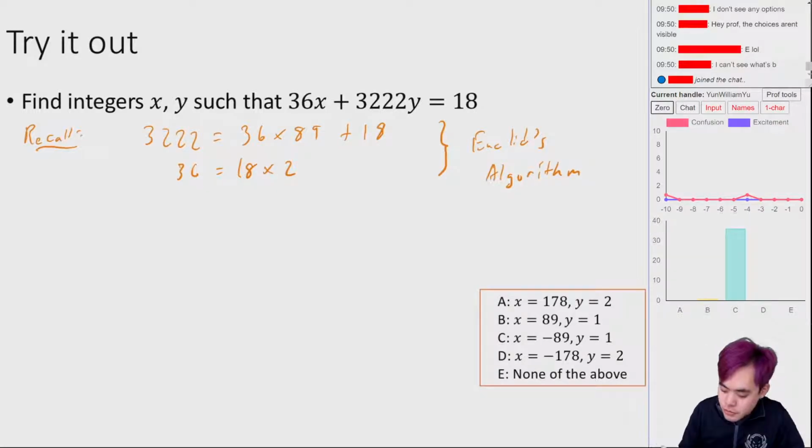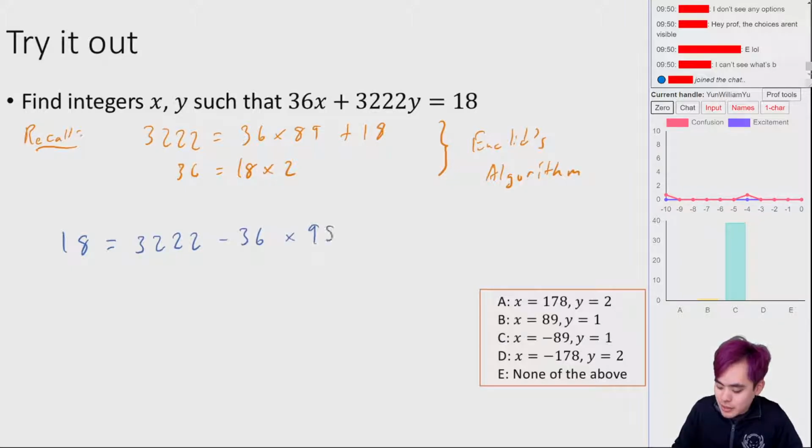Okay, and therefore we know that 18 is equal to 3,222 minus 36 times 89. And so therefore we have x is equal to, oh sorry, not 98, 89. Let me use the other times symbol just so that the x doesn't get confused.